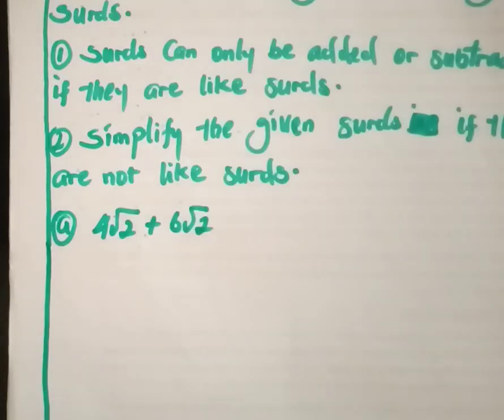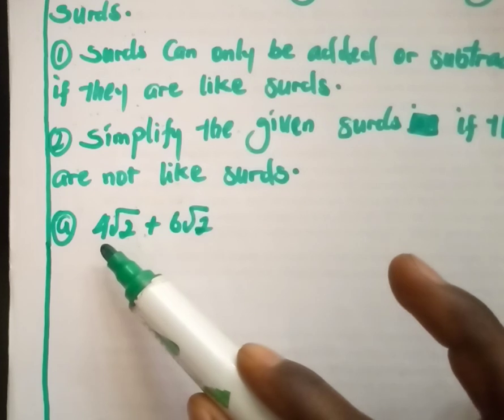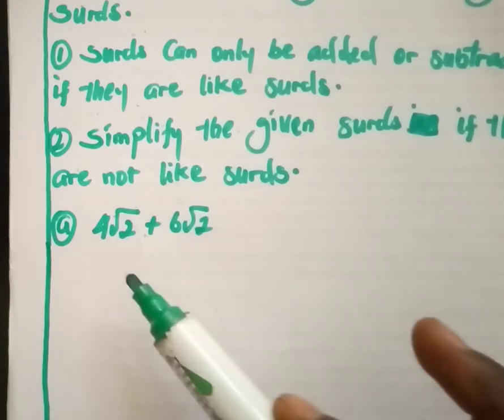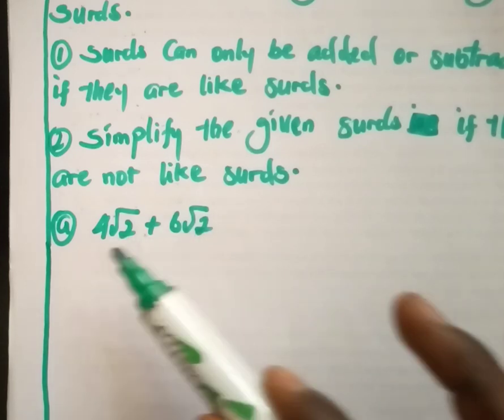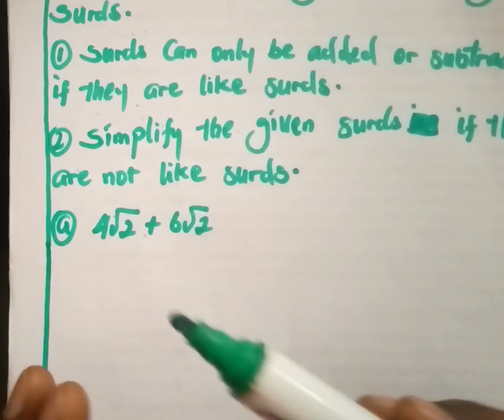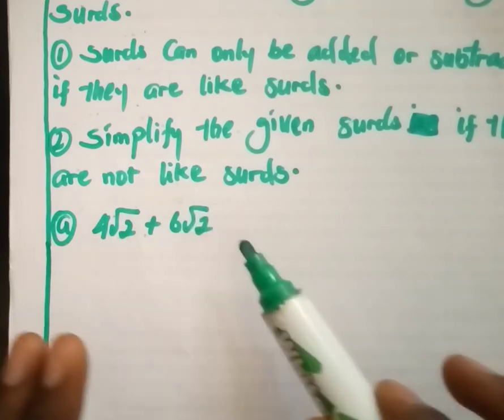So this is our first example. First example says we should simplify 4 root 2 plus 6 root 2. You can see that here both numbers under the square root are the same. We have 2 here, we have 2 here. So this is a common surd. Sorry, this is a like surd.